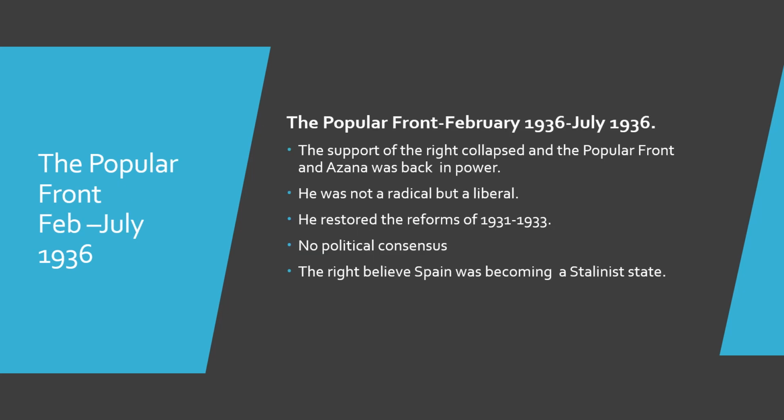Spain seemed to be heading for the abyss, and to prevent further chaos, a general election was called. Support for the right collapsed in these elections in 1936 and paved the way for the Popular Front to return to power, led once again by Azaña. While supported by various left-wing organisations, Azaña was not a radical, even though the right believed that the Popular Front was a Stalinist organisation. There was less and less common ground between the left and the right.